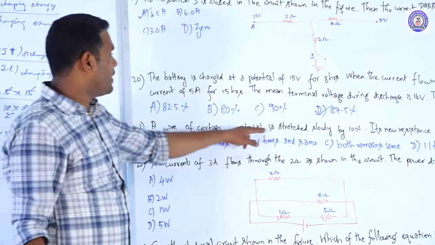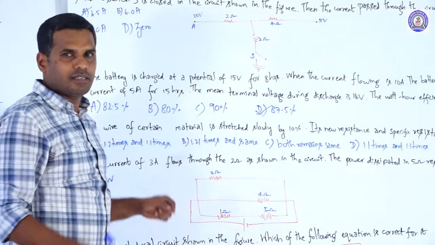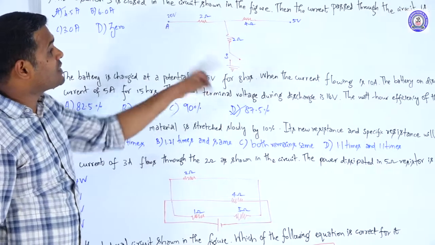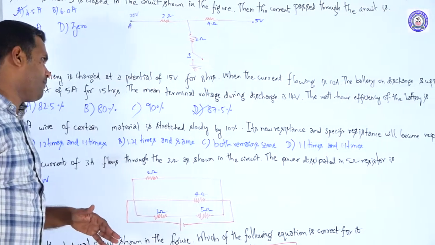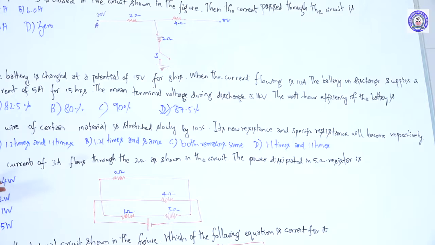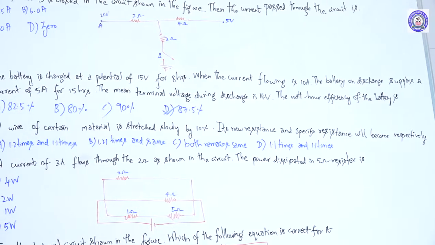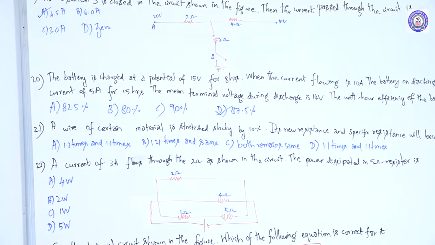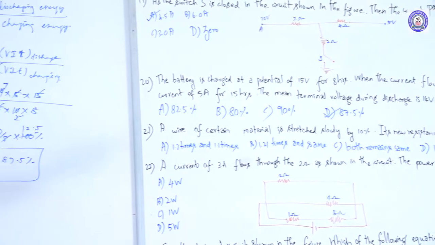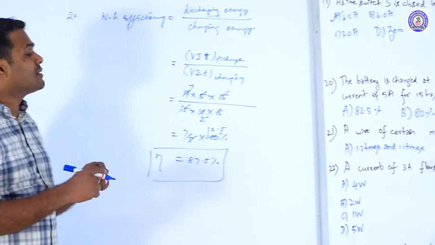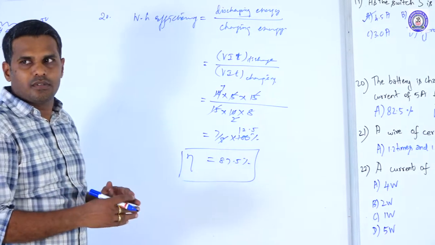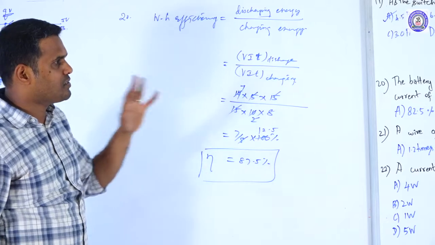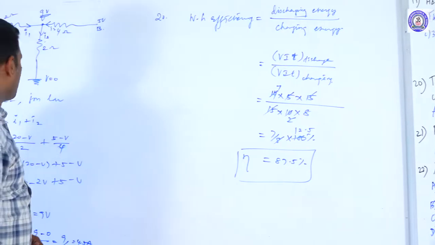Now, question number 21. A wire of certain material is stretched slowly by 10%. Its new resistance and specific resistance will become respectively. They are speaking about new resistance and specific resistance. So when you say a wire is stretched, then what will happen? Length increases, correspondingly area will decrease, and the resistance increases by n square times. So based on that idea, we are going to calculate the value of new resistance and specific resistance here. It is question number 21.